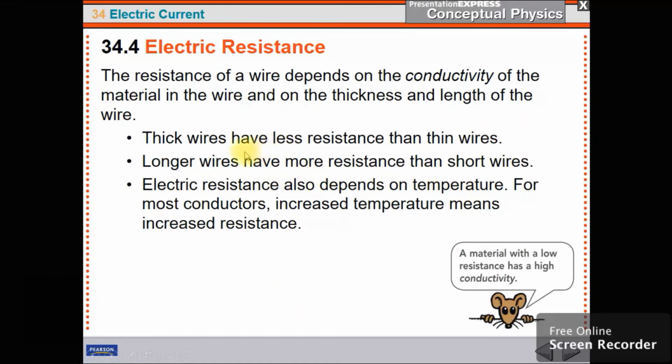And here's where we define electric resistance. The resistance of a wire depends on the conductivity of the material in the wire and on the thickness and the length of the wire. So, thick wires have less resistance than thin wires, just like the pipe. A bigger pipe has less resistance to water flow. Longer wires have more resistance than short wires because there's more material. And electric resistance also depends on temperature. Most of the time, the higher the temperature, the higher the resistance.